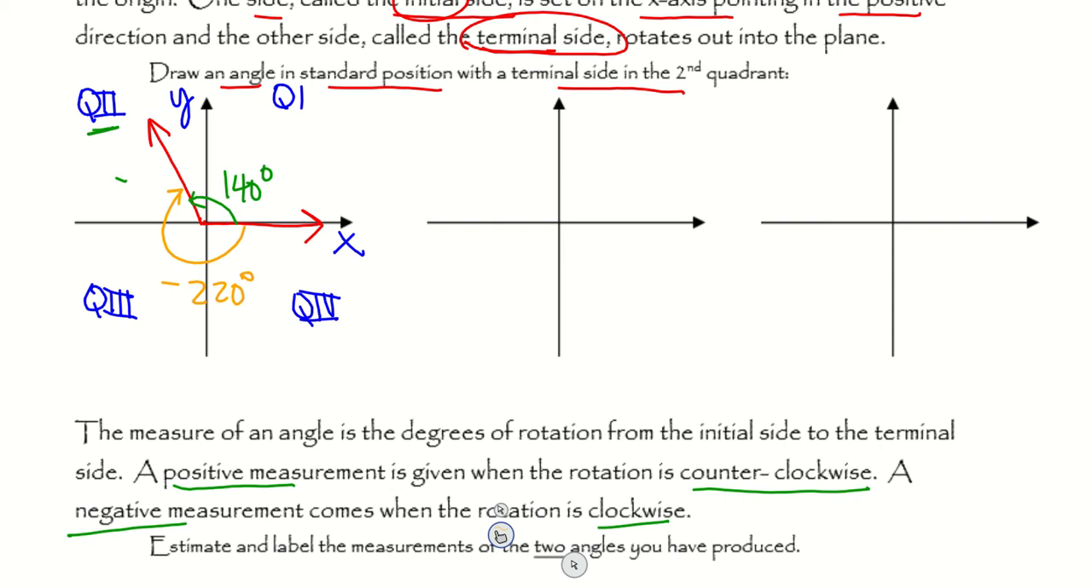So we have two measurements of the same angle. One is positive 140 degrees, and the other is negative 220 degrees.